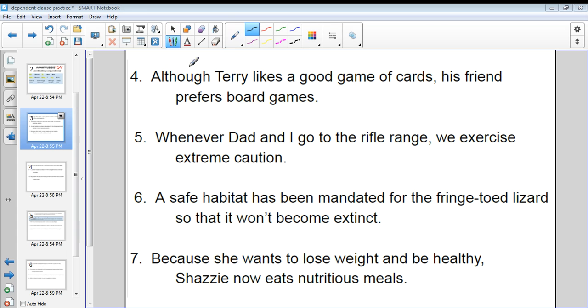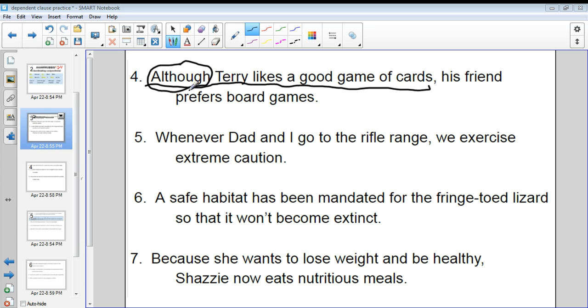And you can see that it's although. And the purpose of finding that subordinating conjunction is it tells you exactly where you need to start your dependent clause. So make sure that when you underline, you're including that subordinating conjunction. Although Terry likes a good game of cards, all by itself, that clause doesn't make any sense because of that first word there. It makes it into a fragment.